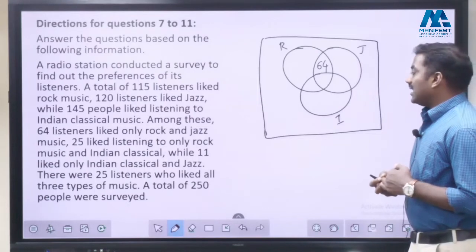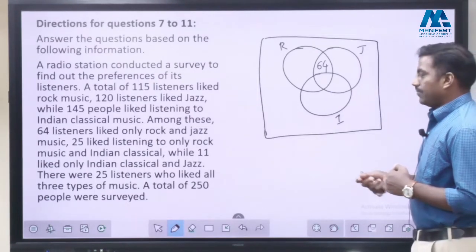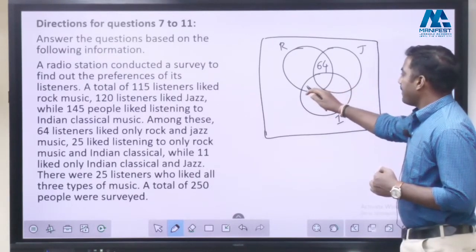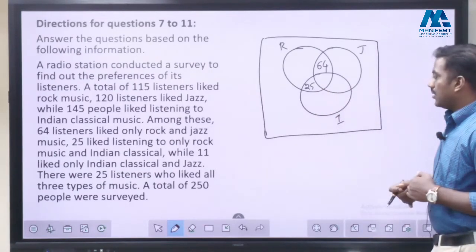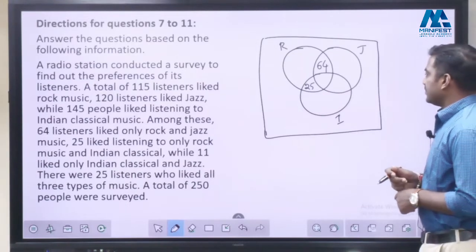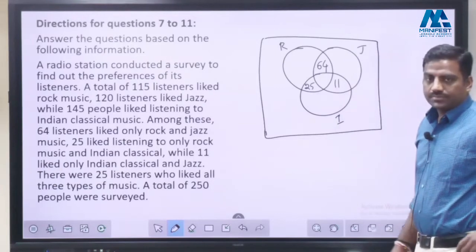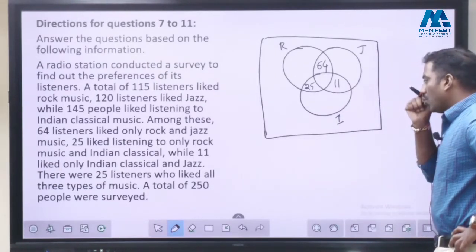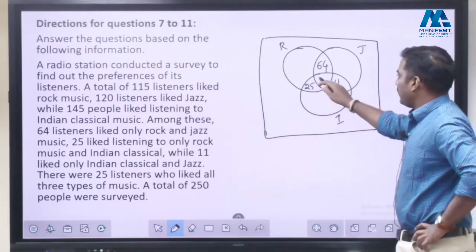25 liked listening to only rock music and Indian classical. So where can I put? There. Then, 11 liked only Indian classical and jazz. So 11 here. Yes? Then, 25 listeners liked all 3 types of music. So I will put 25.